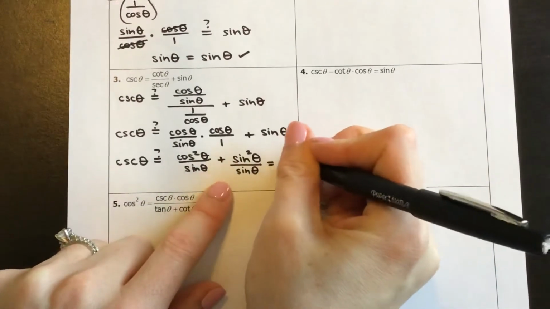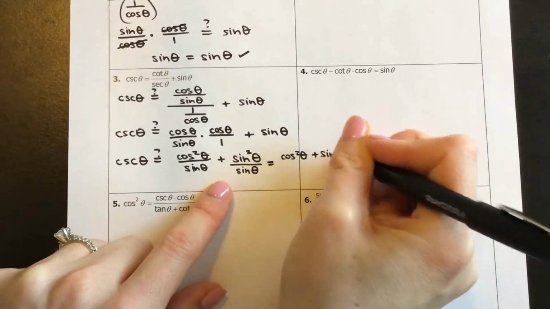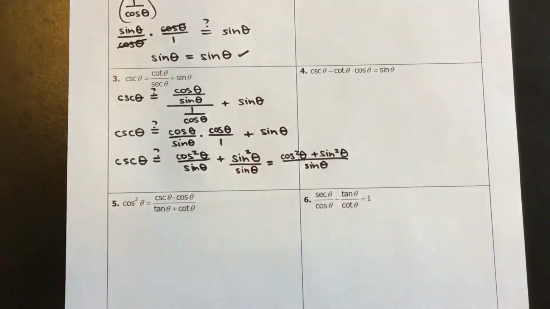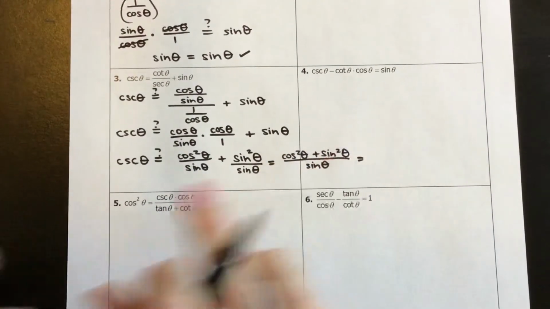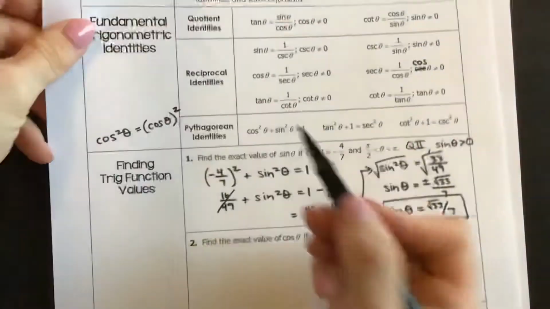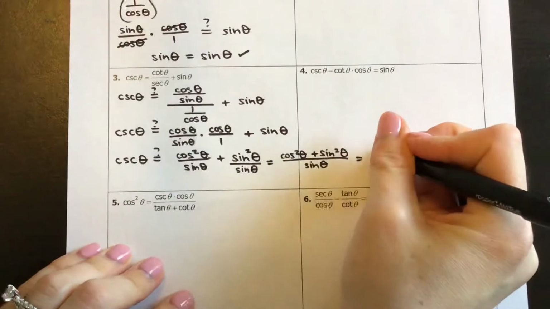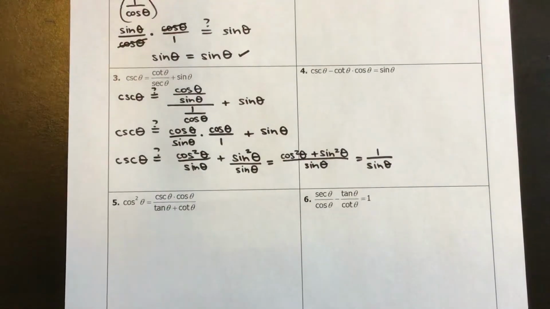So the numerator, I have cosine squared plus sine squared over this common denominator of sine. I'm going to keep it going. If you remember back from part 1 of the lesson, when you have cosine squared plus sine squared, that is equal to 1. So if that ever pops up, just replace it with a 1. So now we have 1 over sine, and now we are getting somewhere.